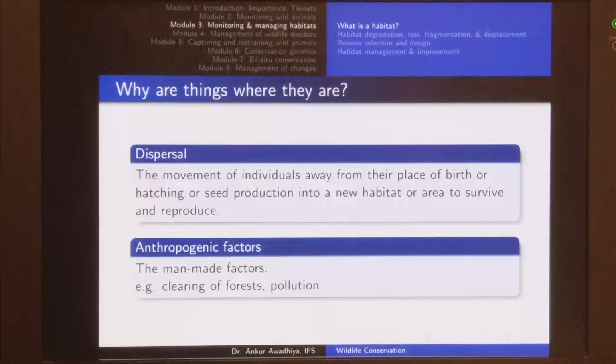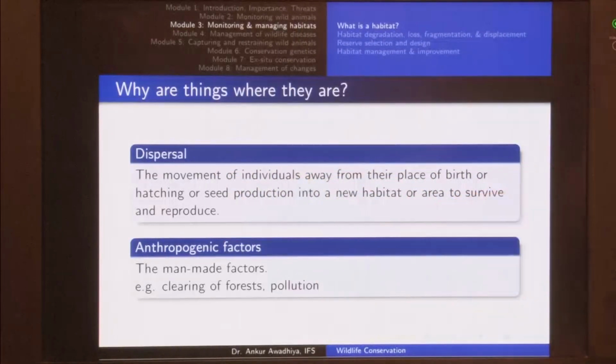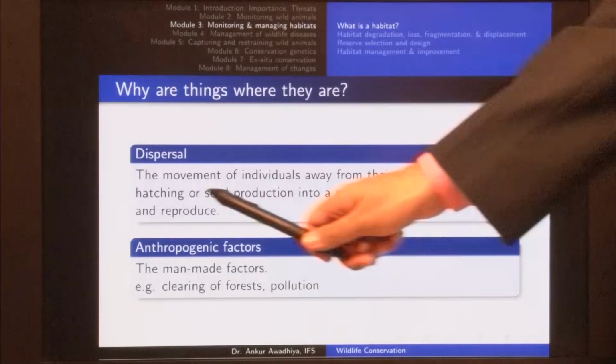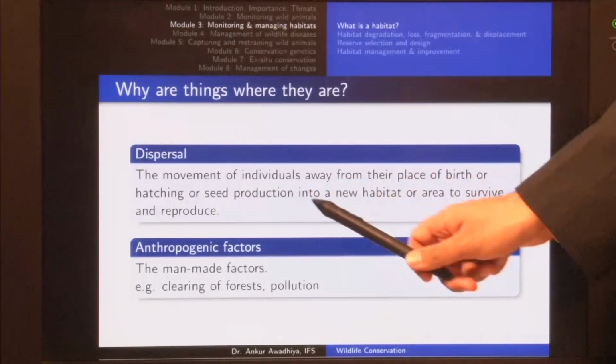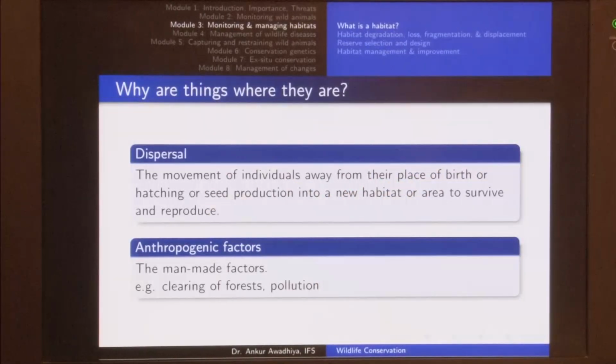So, coming back to the slides, dispersal is the movement of individuals. Now, these individuals could be animals, plants, or their seeds, away from their place of birth or hatching or seed production to a new habitat or area to survive and reproduce. Now, why is it important for these plants and animals and seeds to disperse out?